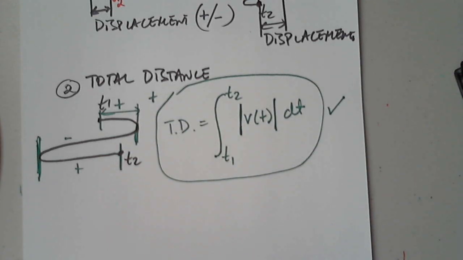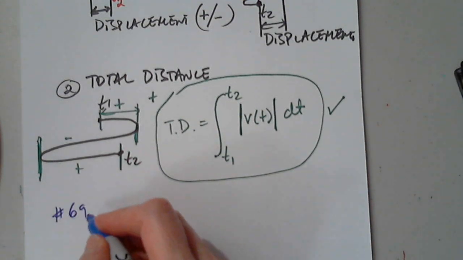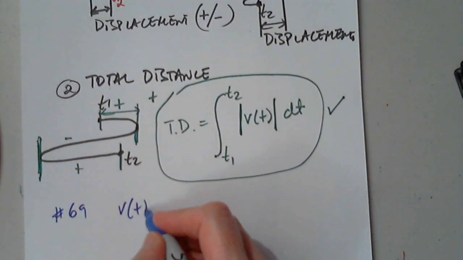The velocity function in meters per second is given for a particle moving along a line. Find the displacement and the distance traveled by the particle during the given time interval. So I'm going to copy 69. So we have V.